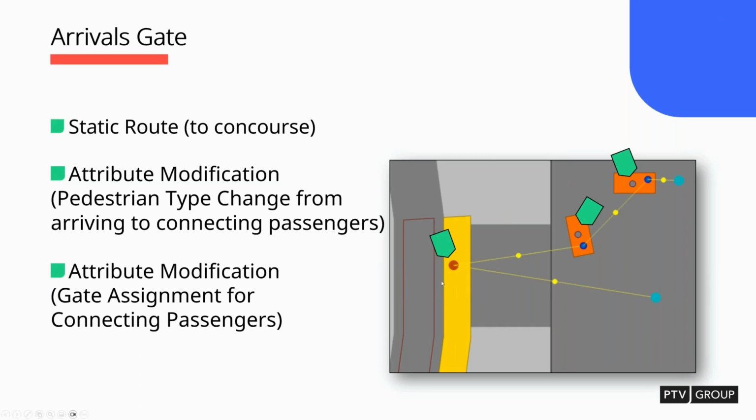So when a person gets off of the plane, they're going to come off as an arriving passenger. But some of them may not necessarily go all the way through to baggage claim. They might go to other gates. And so in that case, a connecting passenger, those people would get switched over from one pedestrian type to the other, so they become connecting passengers. And then we use an attribute modification to assign them a gate. So if you are an arriving passenger, you just continue on to the arrivals. If you're connecting, you go here, where you are then assigned a gate, and then you go here to figure out, okay, where am I going?